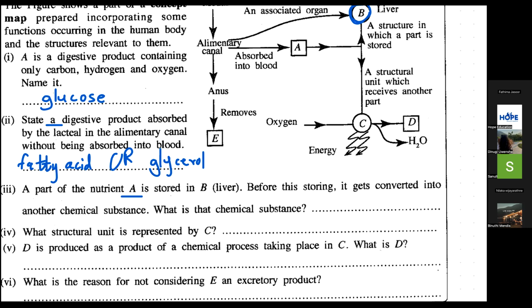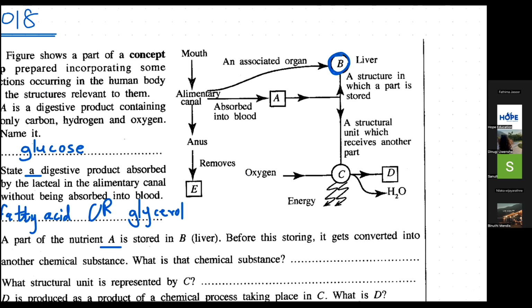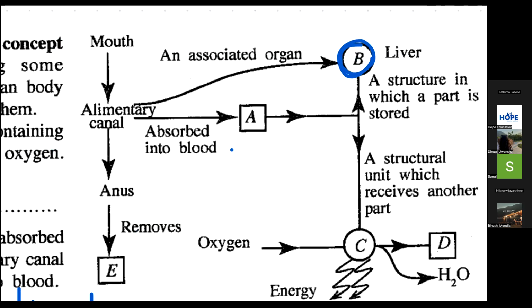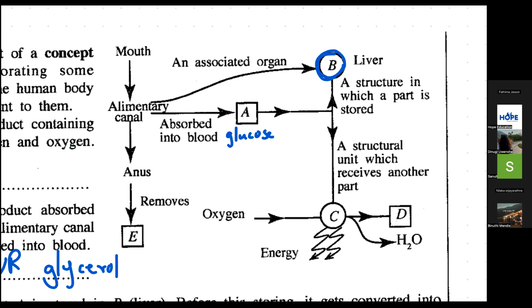Yes, Oneli Ashini is correct. It is glycogen. Do you remember, children? Take glucose. A part of glucose we use to produce energy, no? And if our blood has excess glucose, that glucose will be converted to glycogen by the hormone insulin.